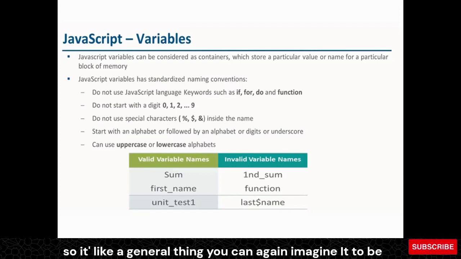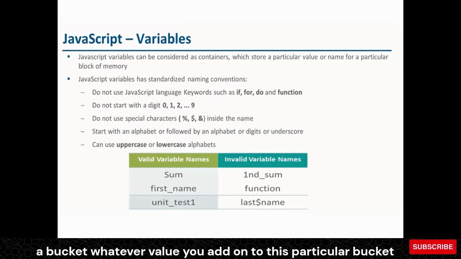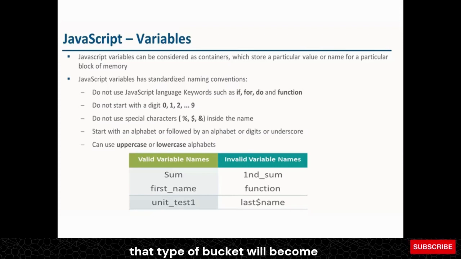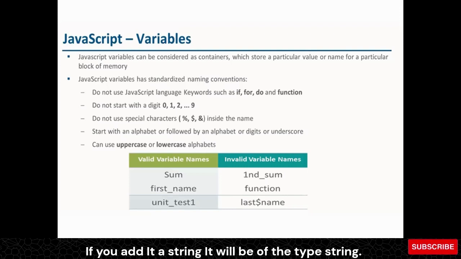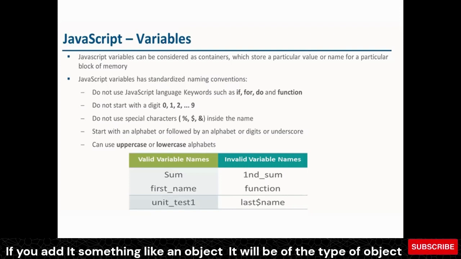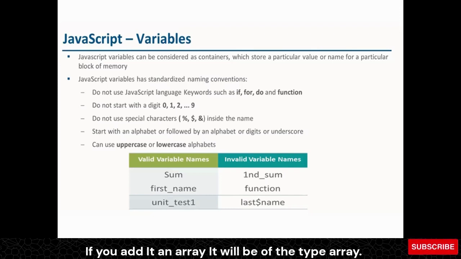So it's like a general thing. You can again imagine it to be a bucket. Whatever value you add to this particular bucket, that type of bucket it will become. If you assign a number to this variable, it will be of the type number. If you add a string, it will be of the type string. If you add an object, it will be of the type object. If you add an array, it will be of the type array.